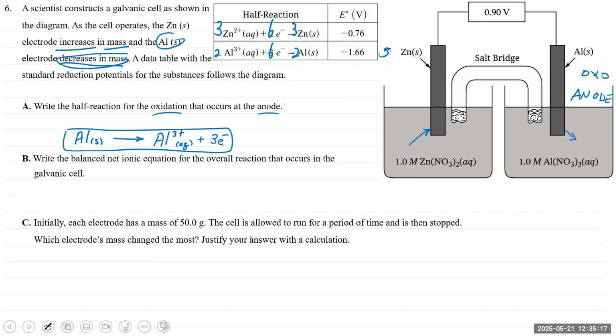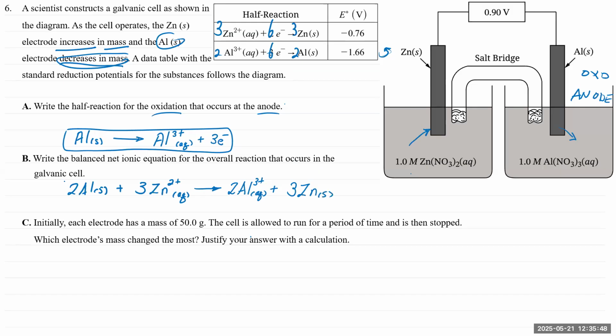Let's write the oxidation side first. It's going to be 2 aluminum, right, reacting with 3 aqueous zinc 2 plus ions, yielding 2 aqueous aluminum 3 plus cations plus 3 zinc solid, and this should be the answer for part B.